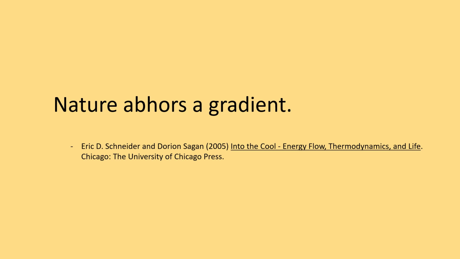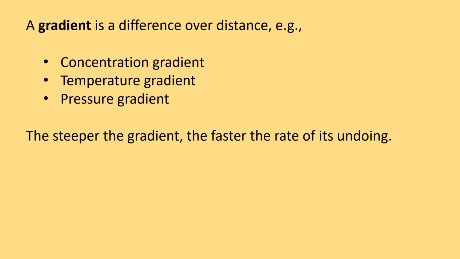Nature, and I mean throughout the entire universe, so across an area that is larger than any of us can comprehend. Nature is constantly giving rise to gradients and undoing gradients, erasing them, making them go away. So a gradient most generally can be defined as a difference over a distance.